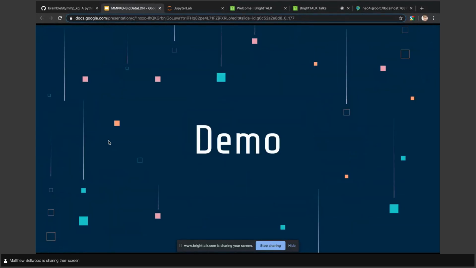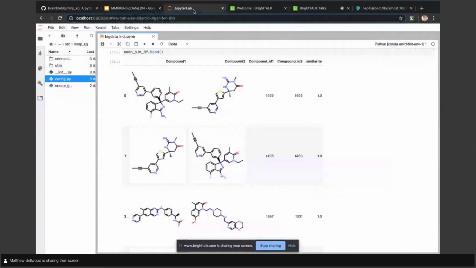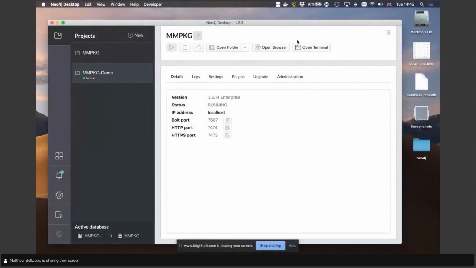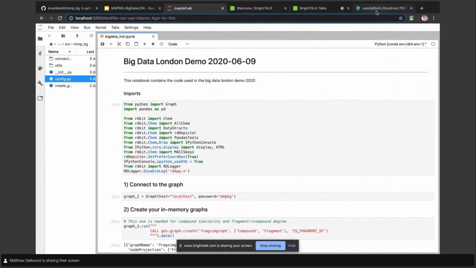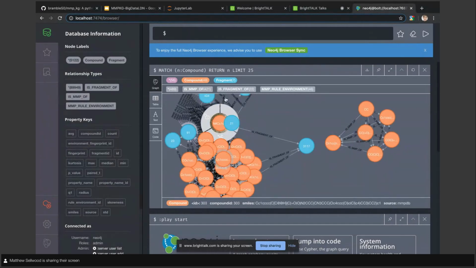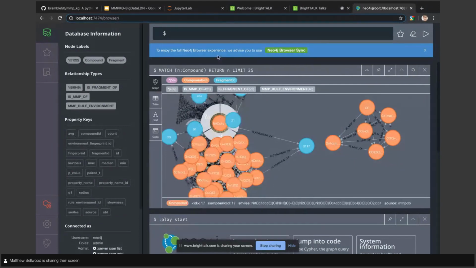So now I'm going to jump out to the demo. So hopefully this goes smoothly. This is in a Jupyter Notebook in Python. For all of those of you who like Python, there are connectors, so you can connect to Neo4j in Python. Here I've got a Neo4j database running in the background, which was created using the MMPKG tool. It's currently loaded in Desktop. And here we can see the database running. So here are some of the fragment nodes and some of the compound nodes, just to prove that it's live and that it's there.